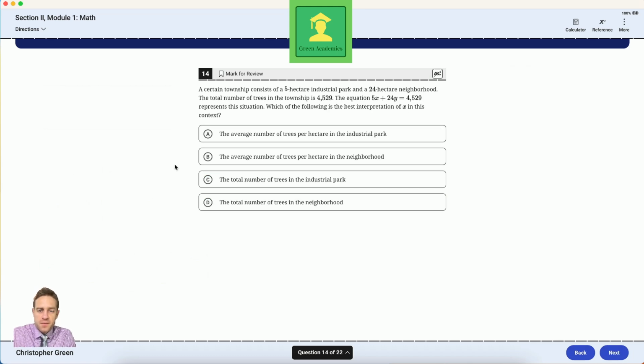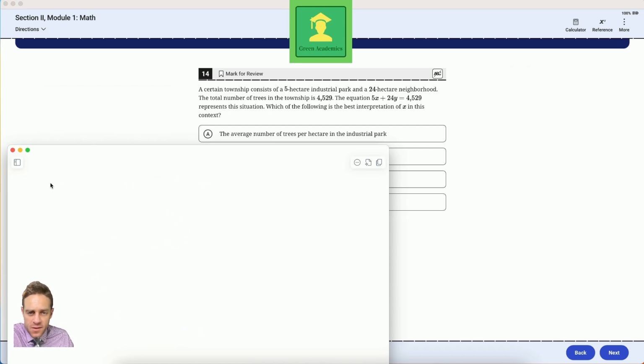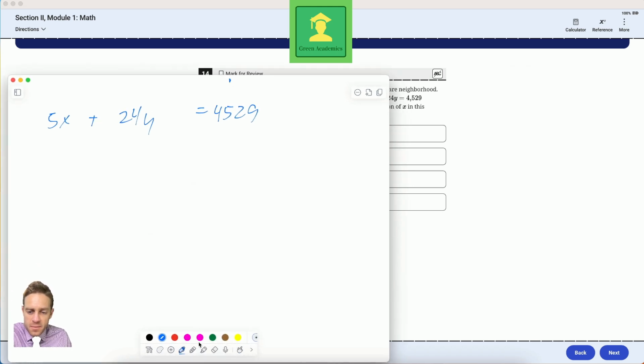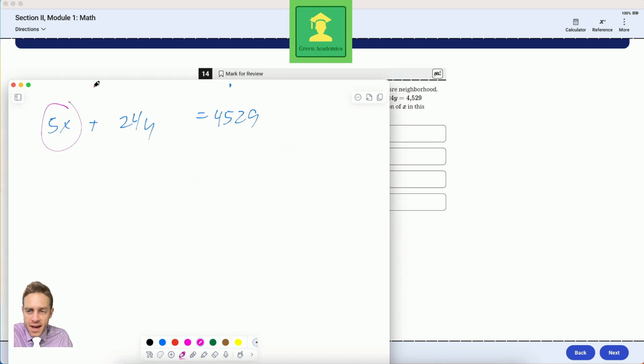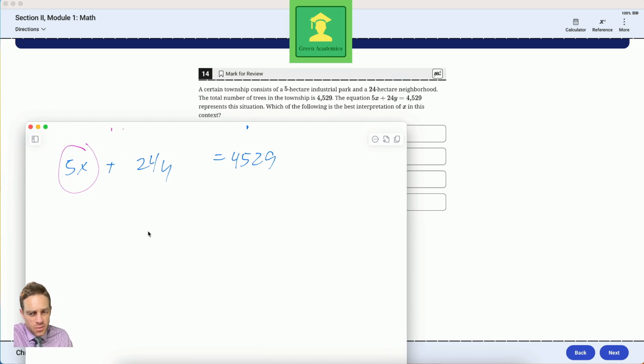A certain township consists of a 5-hectare industrial park and a 24-hectare neighborhood. The total number of trees in the township is 4,529. The equation 5x plus 24y equals 4529 represents the situation. Which of the following is the best interpretation of x in this context? So let me write this out. As a block, I would have said that 5x is how many trees there are altogether in the industrial park.